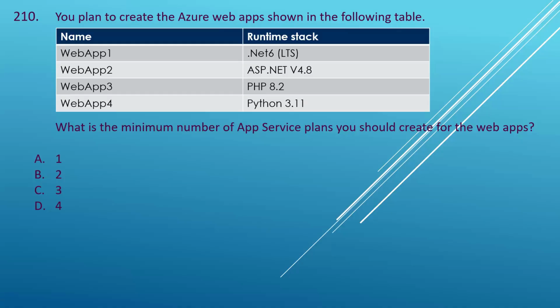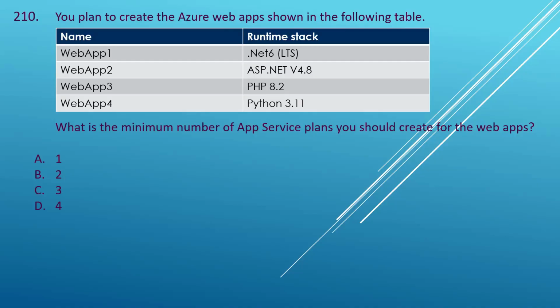This is question number 210 of the series. You plan to create the Azure web apps shown in the following table. There are 4 web apps that you are trying to create: Web App 1, Web App 2, Web App 3, and Web App 4. The runtime stack for Web App 1 is .NET 6 LTS. The runtime stack for Web App 2 is ASP.NET version 4.8. The runtime stack for Web App 3 is PHP 8.2. And the runtime stack for Web App 4 is Python 3.11.